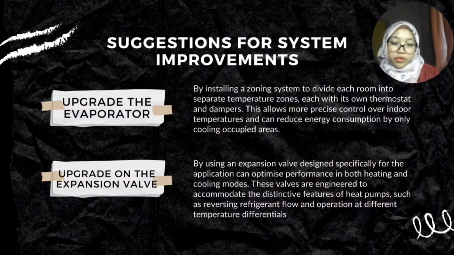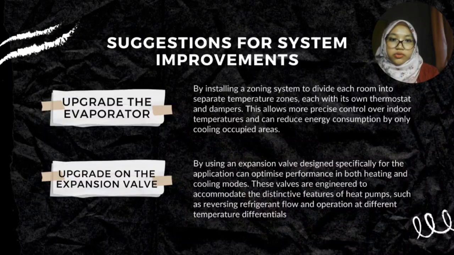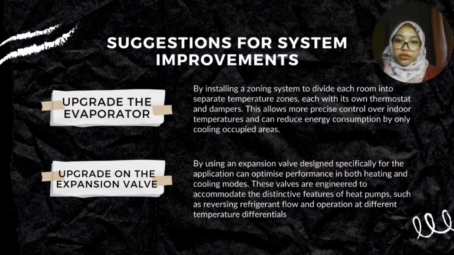First, upgrade the evaporator by installing a zoning system to divide each room into separate temperature zones, each with its own thermostat and dampers. This allows more precise control over indoor temperatures and can reduce energy consumption by only cooling occupied areas. Second, upgrade the expansion valve.